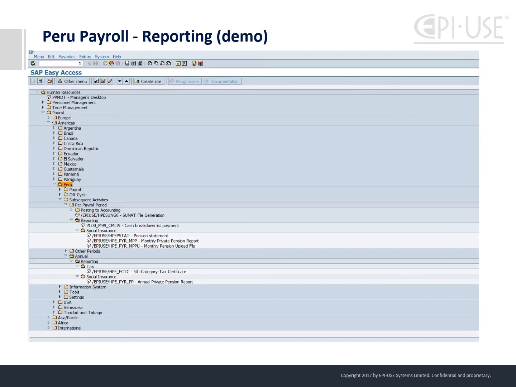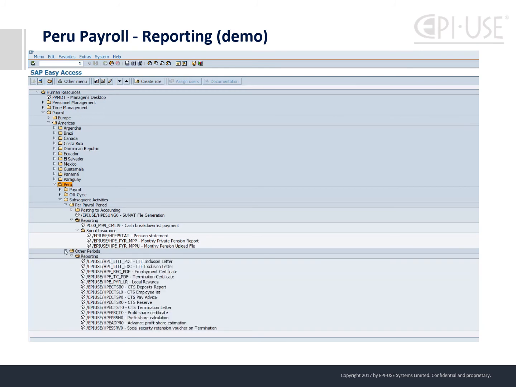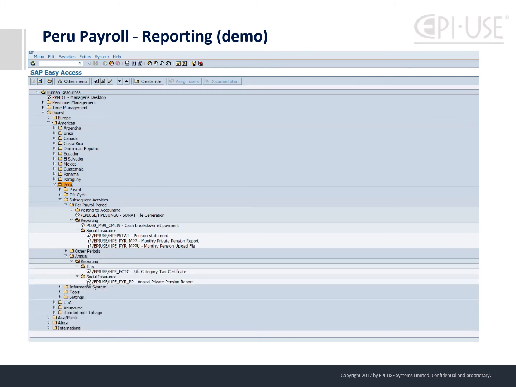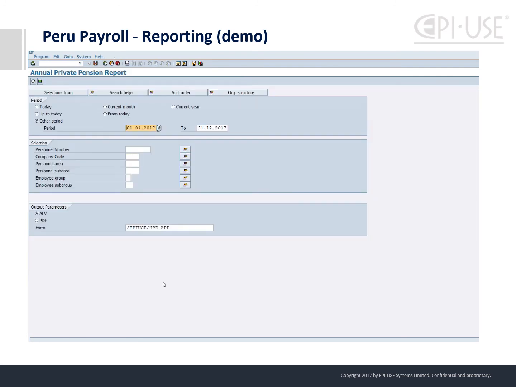The Peru payroll reports can be found under the Peru payroll menu, Human Resources, Payroll, Americas, Peru. There are subsequent activities, reporting there, the SUNAT file. There's a section for social insurances, and a section for annual reporting, tax and social insurance. There are other periods as well, we'll get back to that. So let's have a look at one of these reports, social insurance, the annual private pension report.